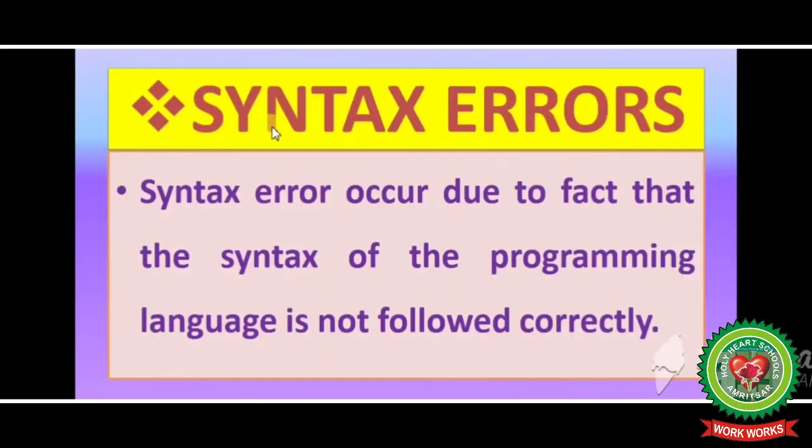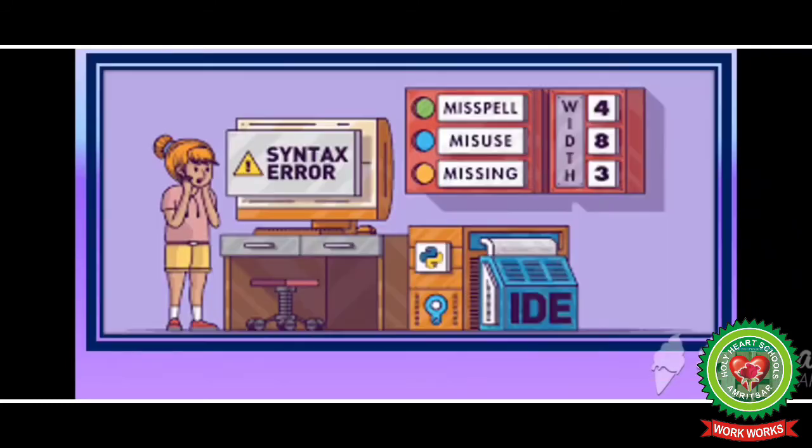Number 1 is syntax errors. Syntax errors occur due to the fact that the syntax of the programming language is not followed correctly. See, any spelling mistake, any misuse of a word, or any punctuation mark missing.